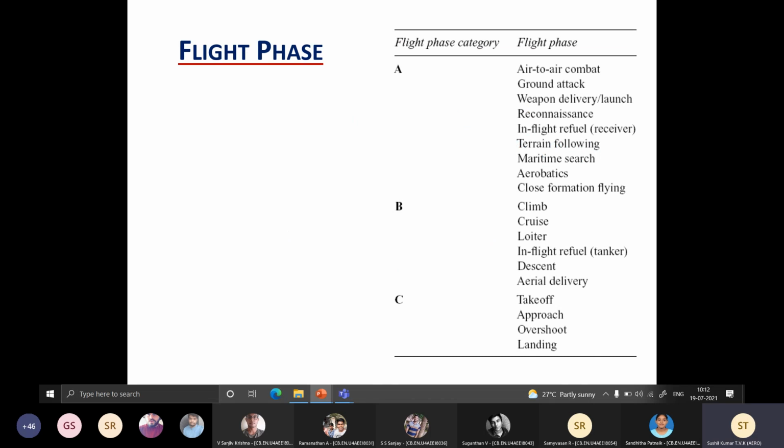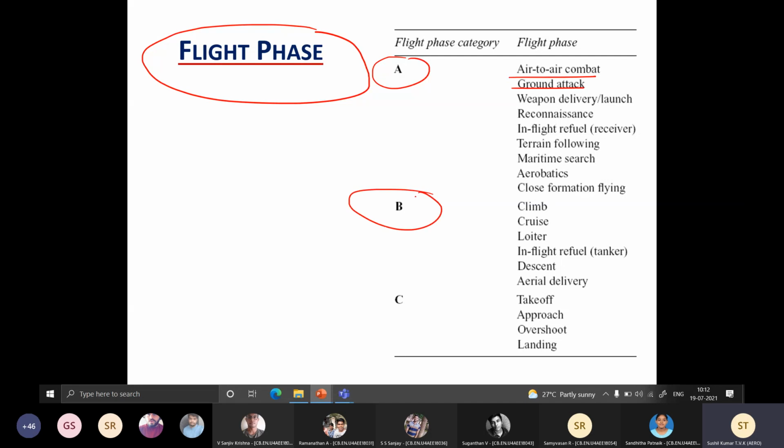So one is level, that's the response related thing. Then you have something called flight phase. Flight phase is at what part of the flying envelope the aircraft is. You need not mug up all this. Just remember that there are three flight phases, A, B, and C. B is climb, C is takeoff and landing. So first is level, then you have A, B, C phases.